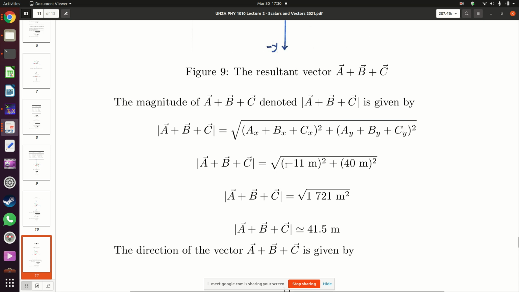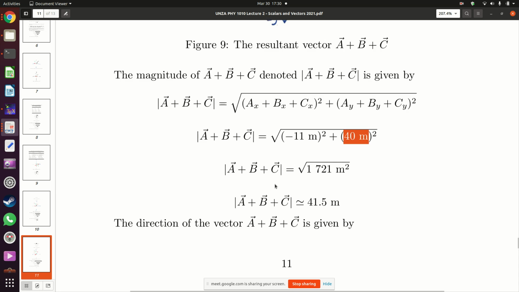And we have seen from the table, it's minus 11 meters along the x-axis, then along the y-axis is 40 meters. So you work this out, you end up with 1,721 meters squared. Then you do the square root. You get a size for A plus B plus C which is approximately 41.5 meters. That is the size of A plus B plus C. That's just one part of the puzzle, because as I've been saying, vectors have got magnitude and they also have direction.